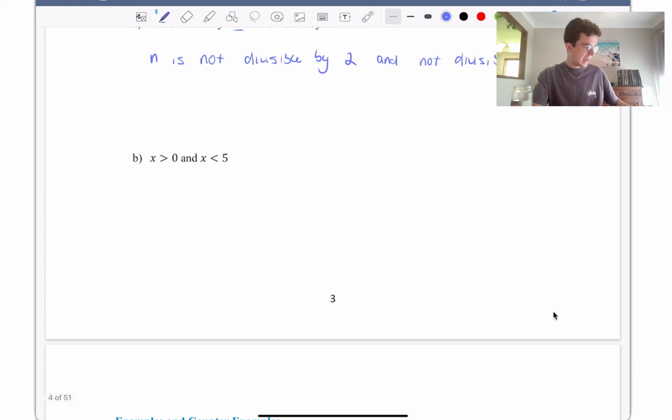Okay, we're going to negate x is greater than 0 and x is less than 5. So we're thinking, what is the opposite of being greater than 0 first of all? Well, that's x is less than or equal to 0, or this becomes an or, x is greater than or equal to 5. So we're taking the opposite, and changing the and to an or. That is the negation of that statement.